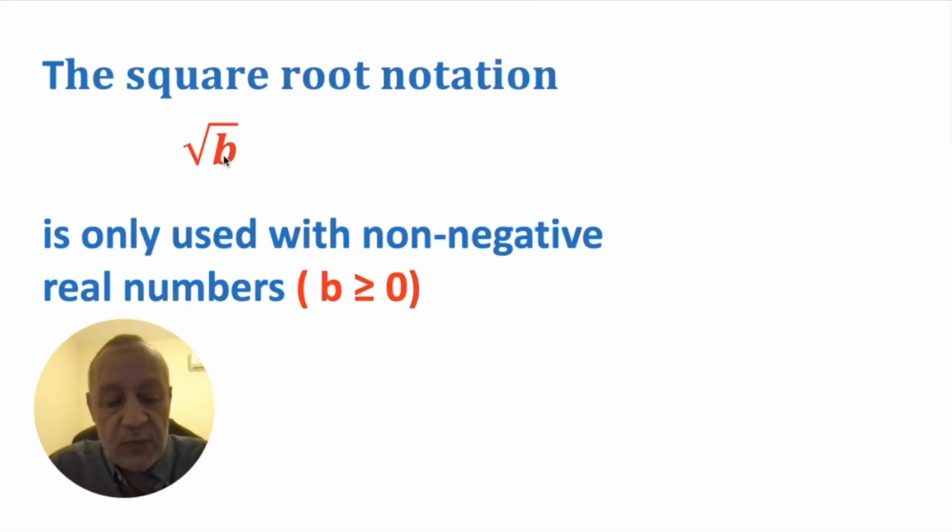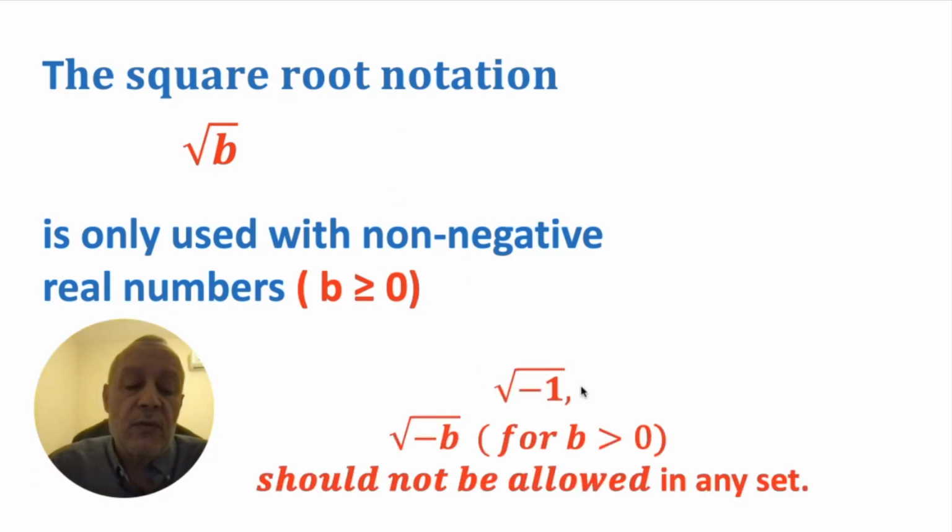So the square root, for example, square root of b, is only used with non-negative real numbers. So b must be greater than or equal to 0. And square root of -1 with this notation, square root of -b when b is positive, should not be allowed at all in any set, real numbers or complex numbers.